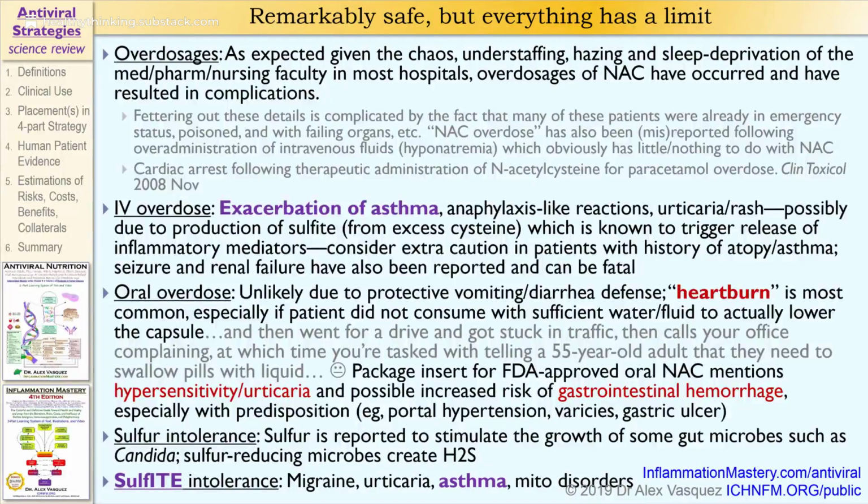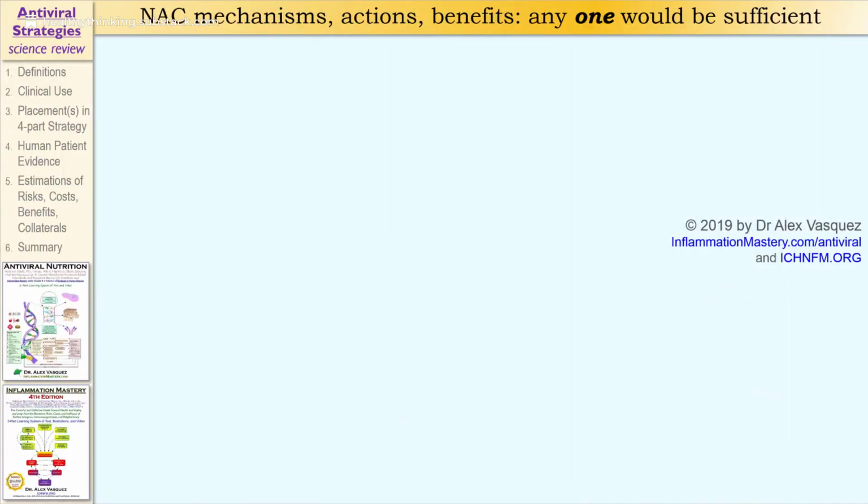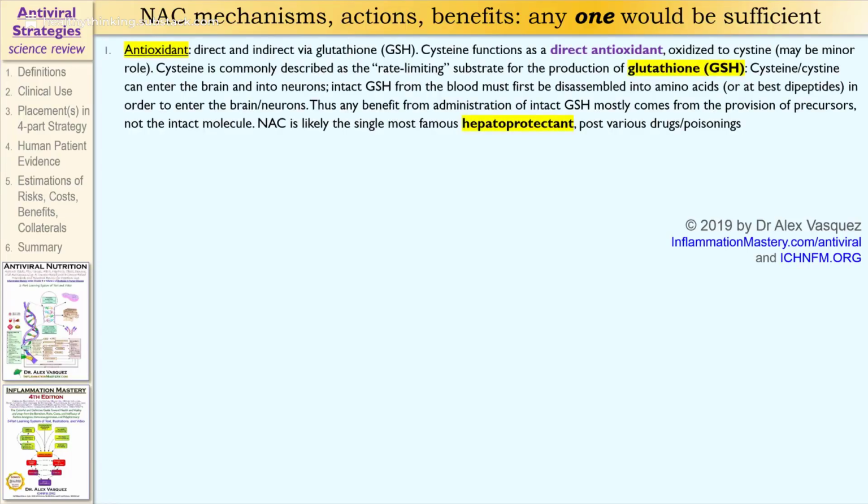Let's take a look at some of the benefits provided by acetylcysteine administration. So not only is NAC safe, affordable, and widely available, but it also functions through several different mechanisms that I'll discuss on this page. Starting with number one, it is an antioxidant. It is a precursor to the so-called master antioxidant glutathione, and it's also hepatoprotective.